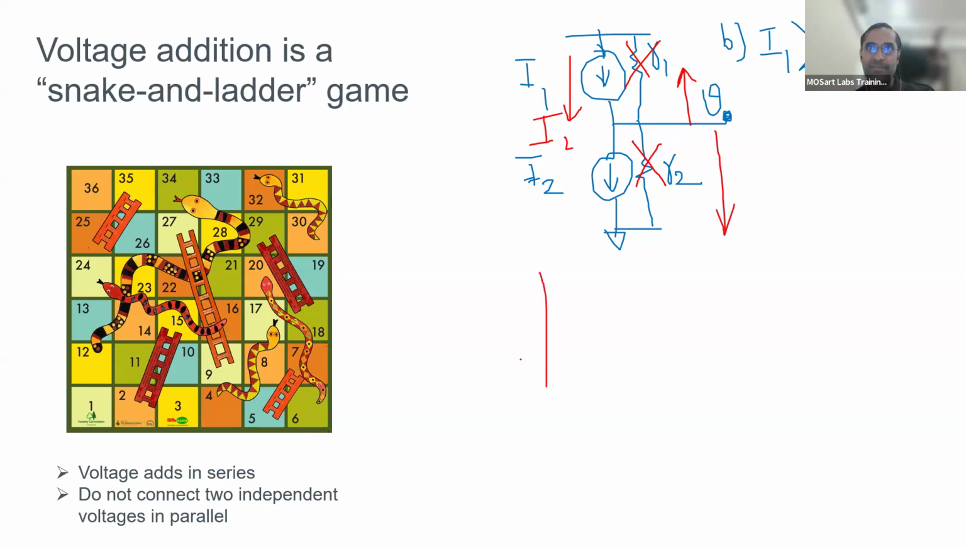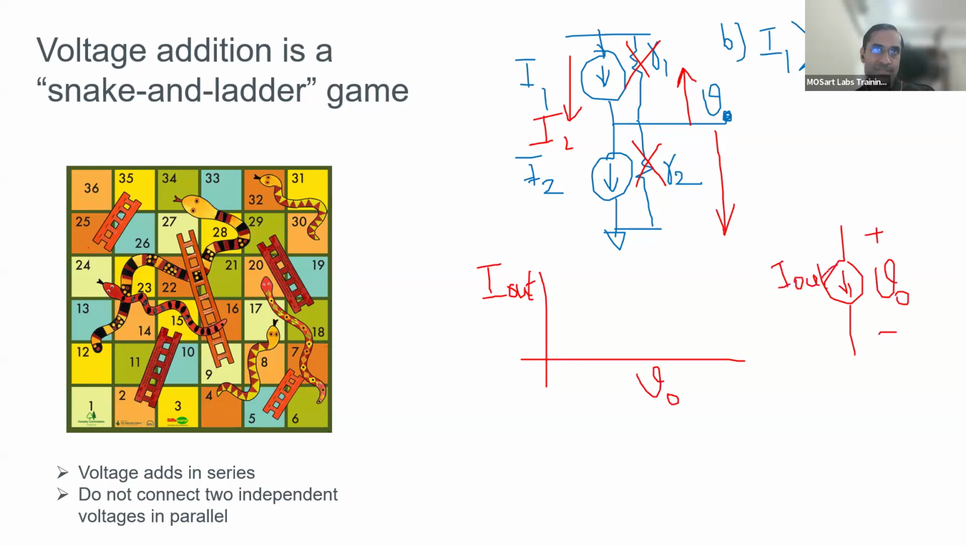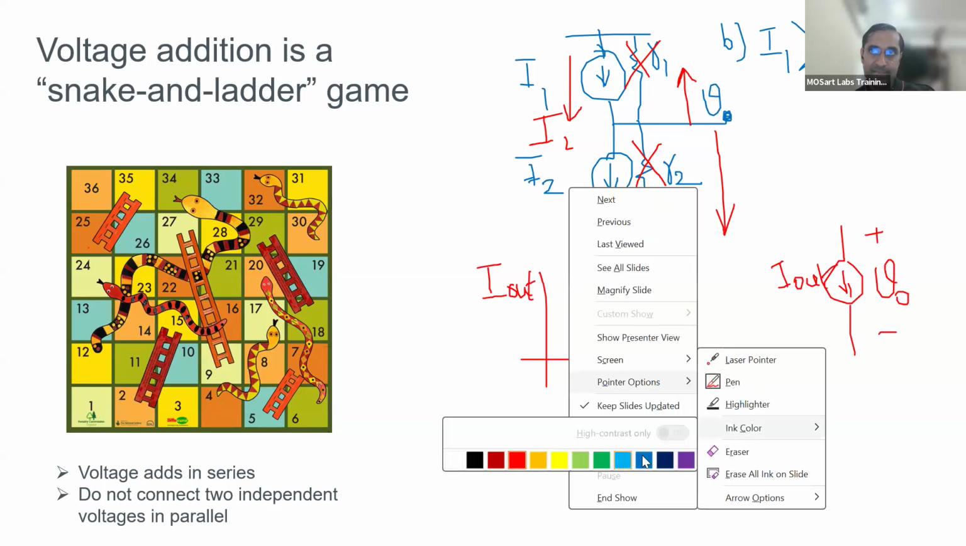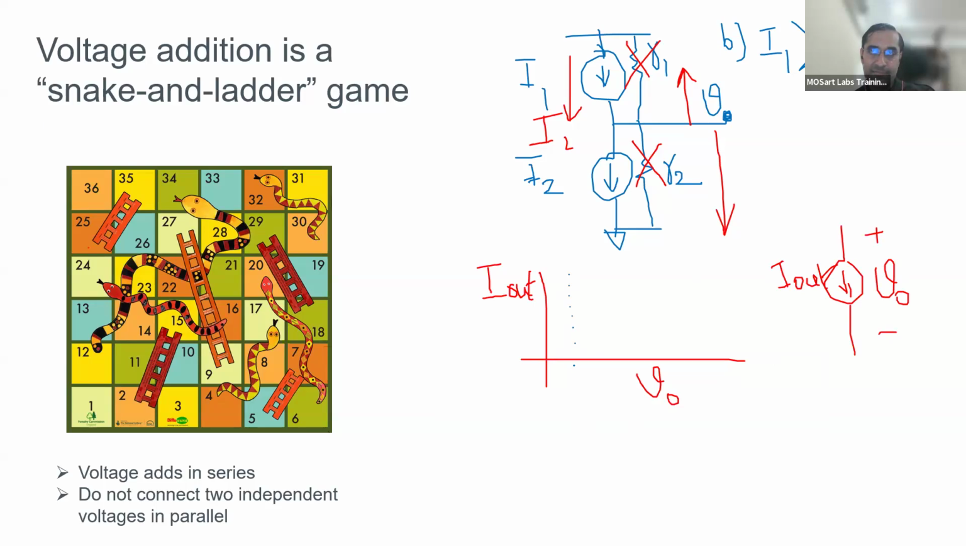So how do I think of compliance? If this is my current source, I out, and this is my VO across the current source, what happens normally with these current sources is that until VO reaches a certain value, the current will slowly go up, and beyond a certain value, it becomes constant.